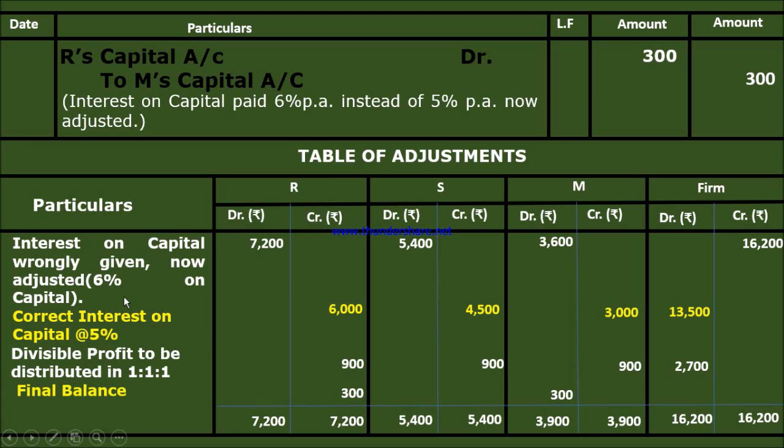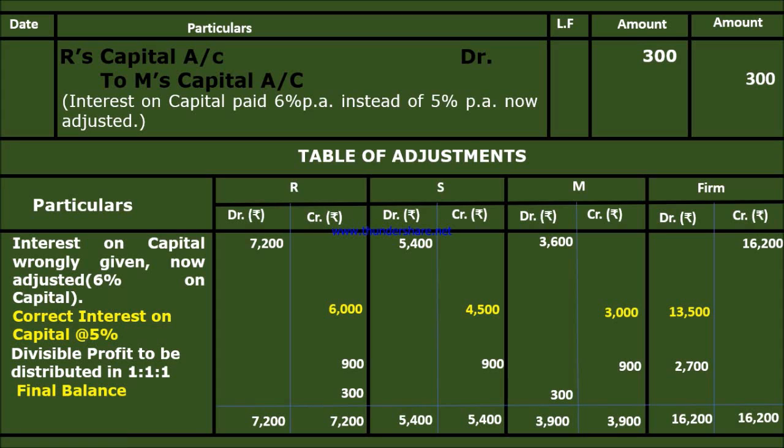In that question, it is given that we had paid 6% interest. But how much interest we had to pay? 5%. That means we have paid 1% interest per annum extra. So calculate that 1% per annum from the capital of each partner, and that extra interest on capital has been paid extra. That means by mistake credited. Now debit that much amount.